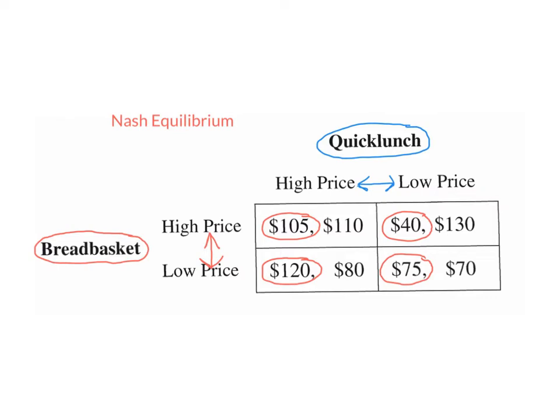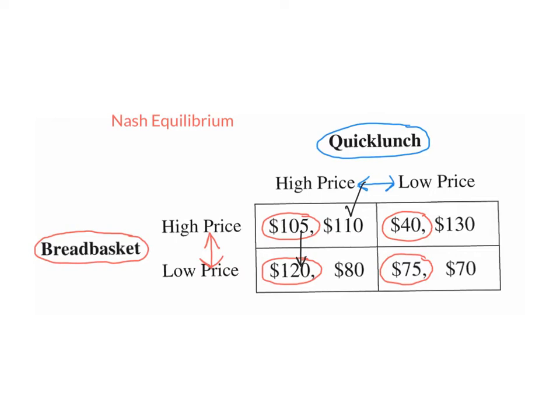If one firm is not stuck, meaning that they would use a different strategy, then that would not be Nash equilibrium. So let's look at the front left quadrant. In this case, the first question is, is Breadbasket stuck? Well, no, they are not, because they would leave and take the low price because the 120 is larger than the 105. As soon as a company is not stuck, then you are not in Nash equilibrium.